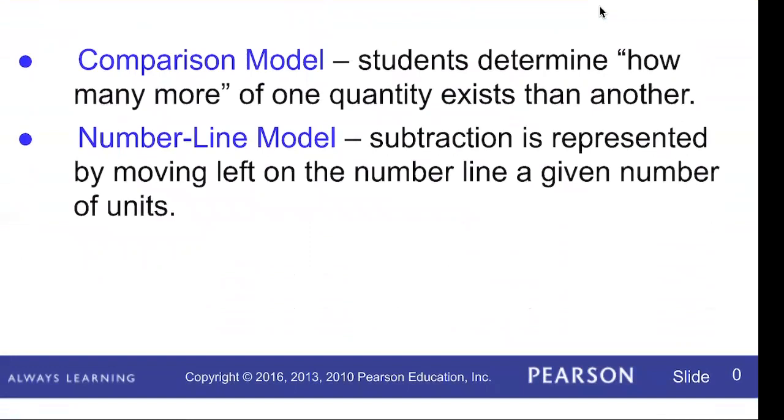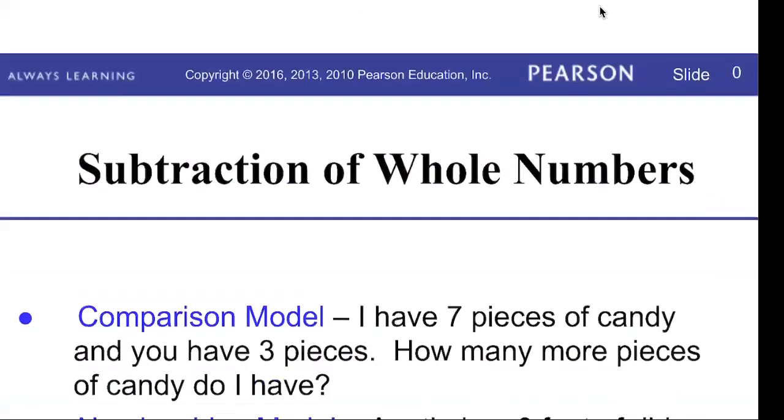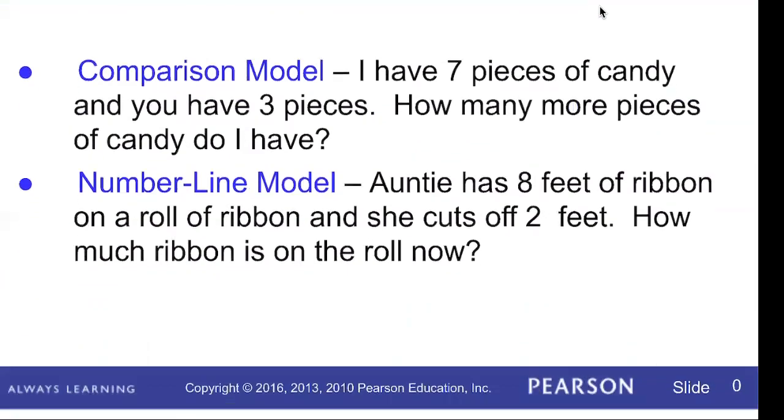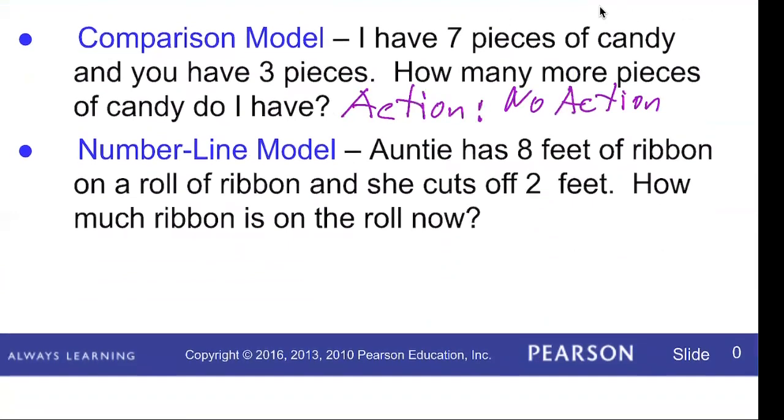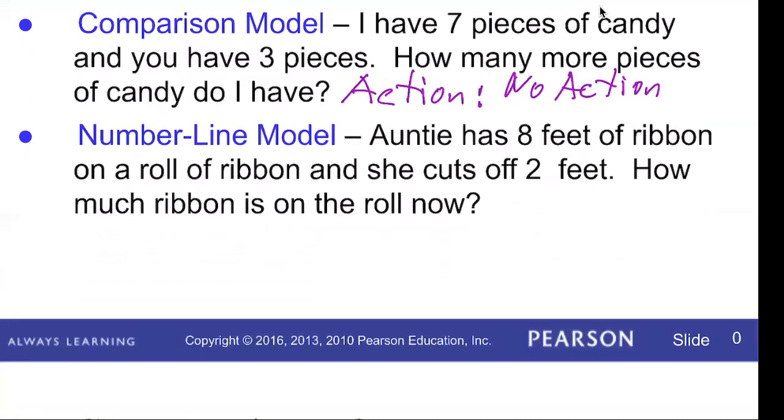The comparison model, that's another one. When I get to an example here, I'll talk about it. Here we go. I have 7 pieces of candy and you have 3 pieces. How many more pieces of candy do I have? The problem with this one, and I interviewed enough kids to know, is that these are very confusing. There's no action here. You're not getting more, they're not taking away, and they don't know how to do it. It's very hard for them to gain entry to this problem.